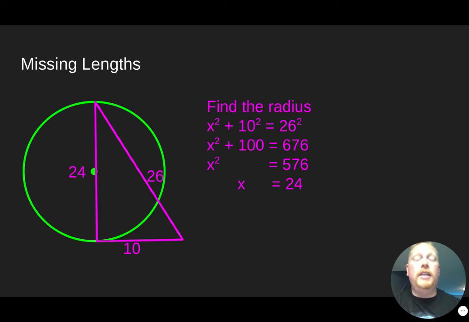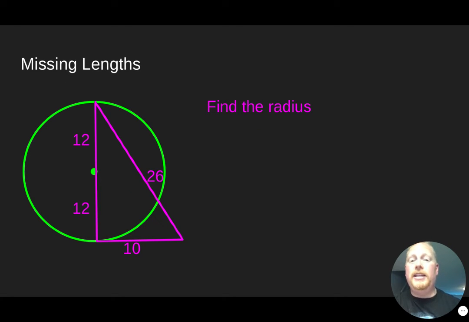So now, let's make sure that we answer what they asked. It says find the radius. Well, that 24 is the diameter, so that makes each radius 12.